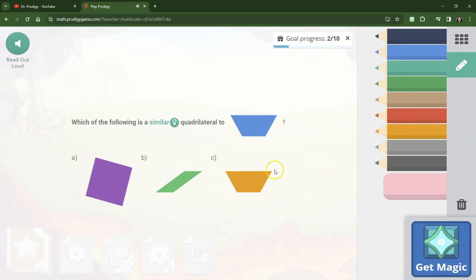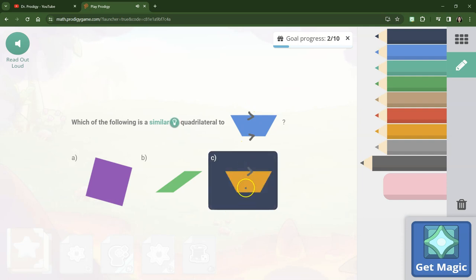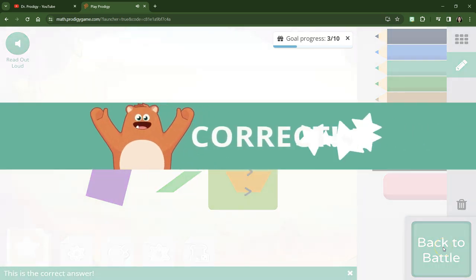All right, which is similar. We've talked about similar shapes before. This has one set of parallel sides, so it matches the trapezoid with one set of parallel sides.